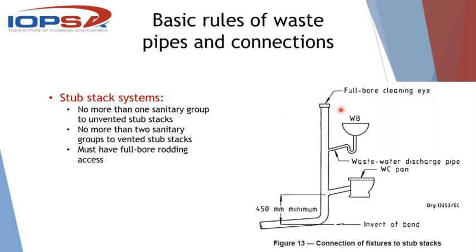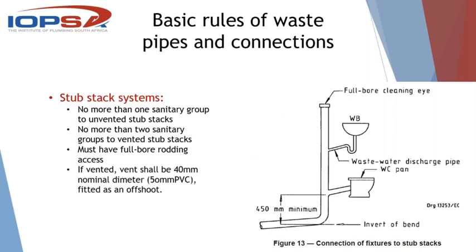A stub stack must have full bore cleaning at the top. So it has to come out with a 110mm S&V junction, go up and extend a certain distance with an end cap which is removable. If you want to vent that stub stack, the vent must come off and branch off the side of that stub stack as an offshoot.